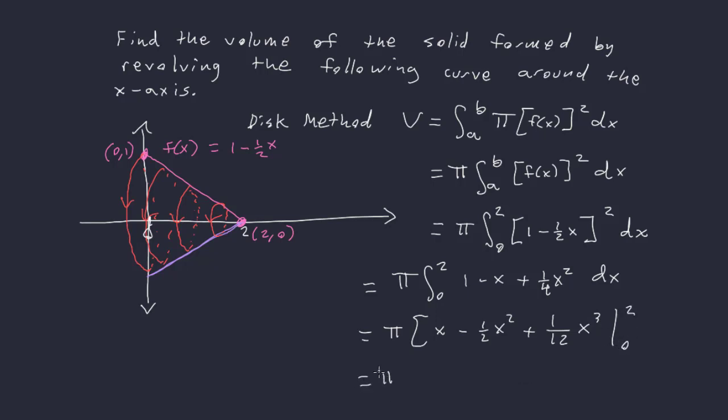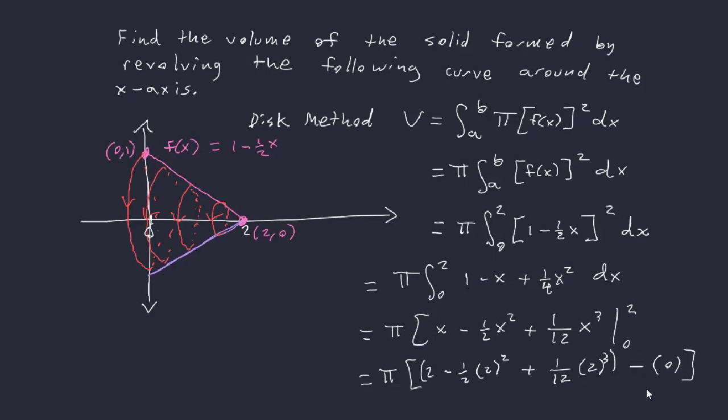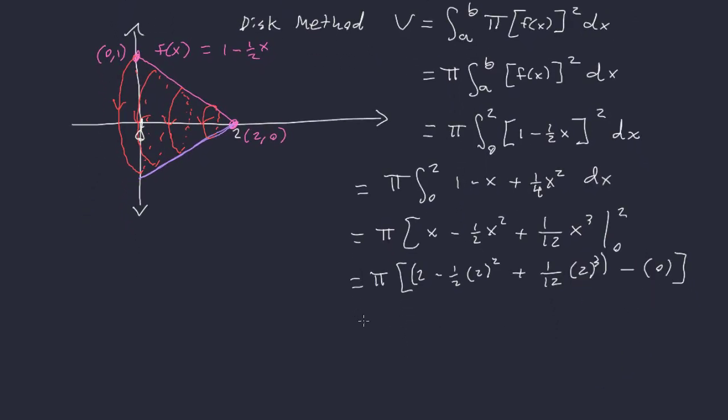Okay, so we'll end up with pi. Now, we don't have to worry about plugging in the 0 because that will 0 out. So really, we're plugging in the 2. So it'll be 2 minus 1/2 times 2 squared plus 1/12 times 2 cubed. Okay, and I will put the minus 0 here just to be specific.